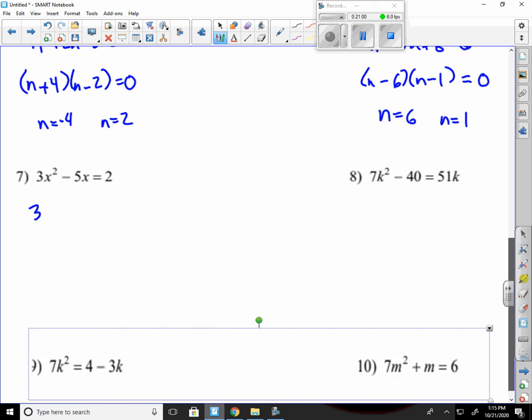Number 7, 3x squared minus 5x minus 2. Now these are a little more difficult because I got to figure out what multiplies to give me 3 and what multiplies to give me negative 2. So I would have 3x and x. Then what can multiply to give me 2? Since this is a minus and this is a minus, it tells me that it's going to be a minus and a plus.